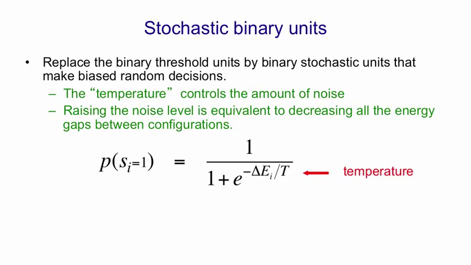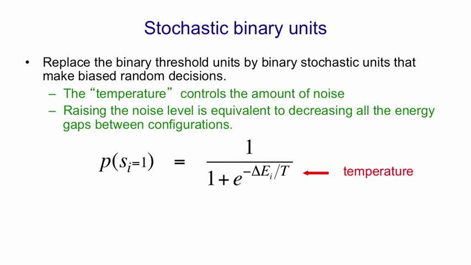If the temperature is very high, that exponent will be roughly 0, so the right-hand side will be 1 over 1 plus 1, and so the probability of the unit turning on will be about a half. It'll be in its on and off states, more or less equally often. As we lower the temperature, depending on the sign of delta E, the unit will either become more and more firmly on or more and more firmly off.